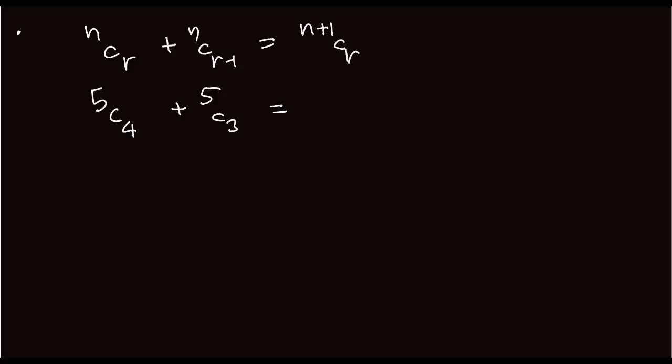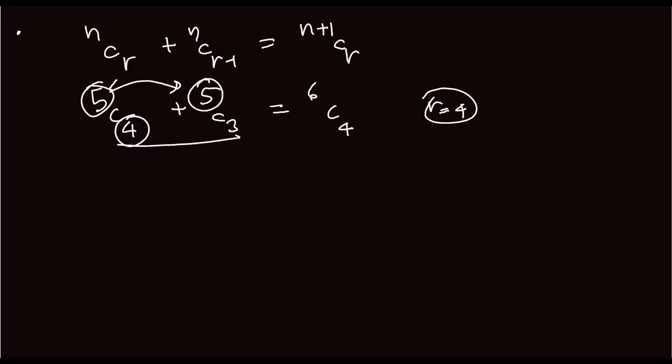The next property is nCr plus nC(r minus 1) equals (n plus 1)Cr. Again the same property, just the way of representation is different. 5C4 plus 5C3 equals 6C4. Here r is 4. So you take the highest from the lower numbers, that is 4, and add 1 to the upper one, because the upper numbers are the same. Remember, always check this is the same thing, because they can give you 6C3 plus 5C4. In that case it will be different. Okay, so this is the thing.